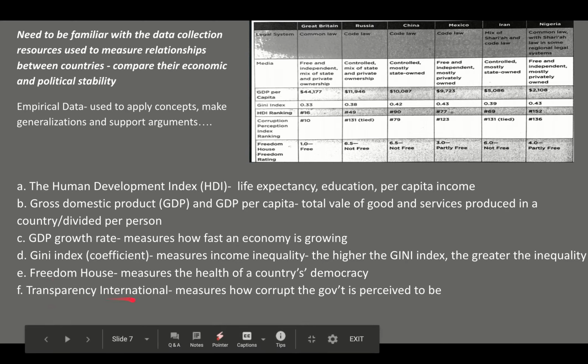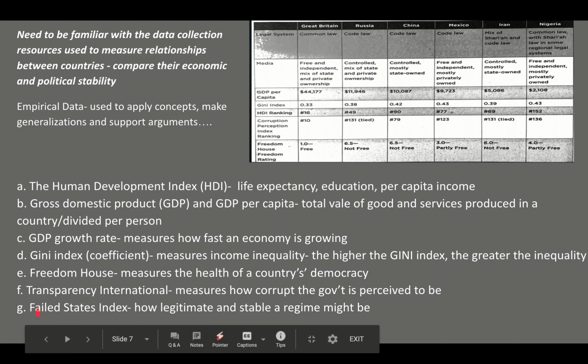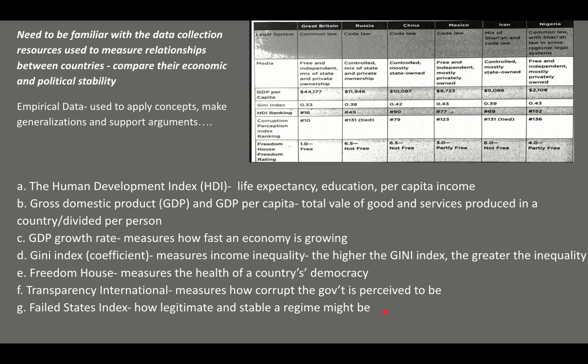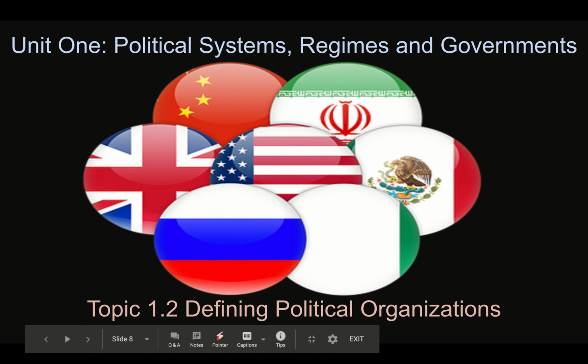And then transparency, this measures how corrupt the government is perceived to be. And I will show you a transparency index map when we get to factors that undermine legitimacy in a country. And then the failed state index, again, we'll also see a failed state index map when we get to the topic on how legitimate and stable regimes are. Okay, so that is it for topic 1.1.